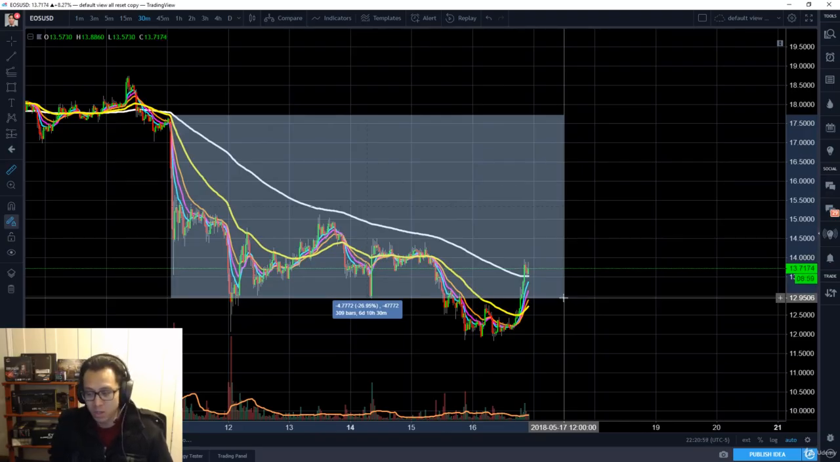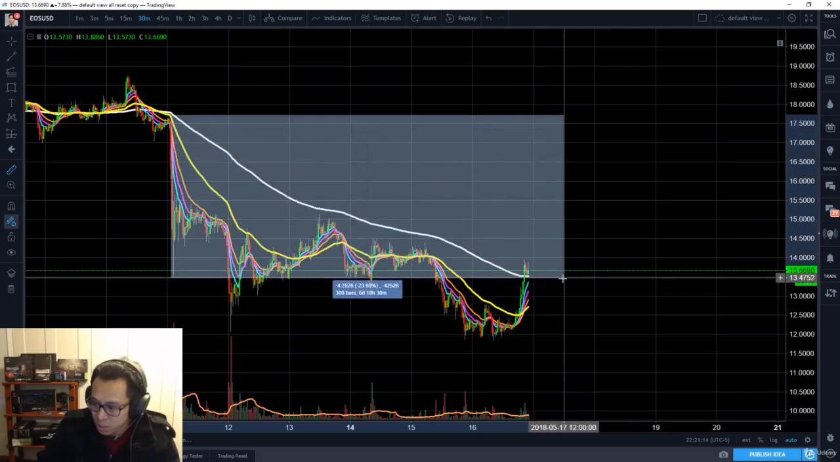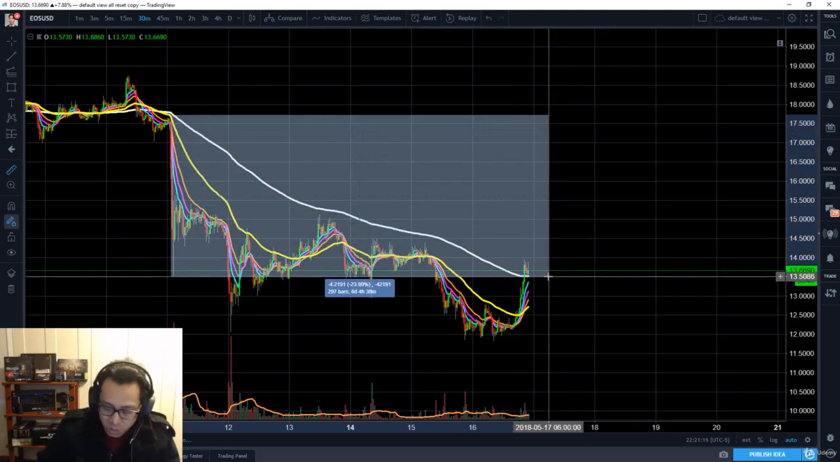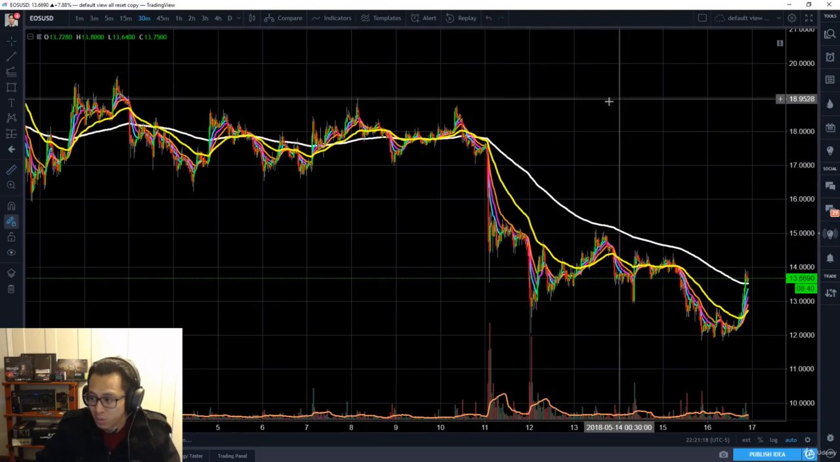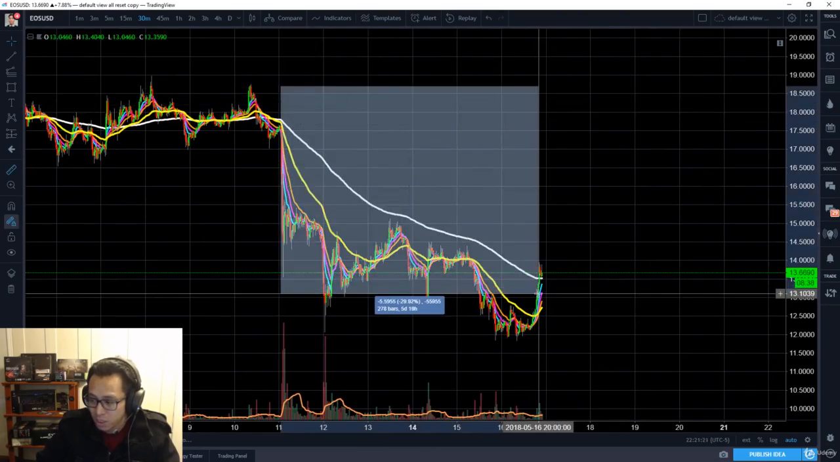It guarantees that you ride it as long as you possibly can, and you might miss out on some profit because you didn't actually catch it at the very top or close it at the very bottom. But what it does guarantee is that you're not going to close it too early at all. So on EOS, let's just say it's about to cross over, you'd still be up 28%, right? So these are really nice swing positions to be taking throughout the day.